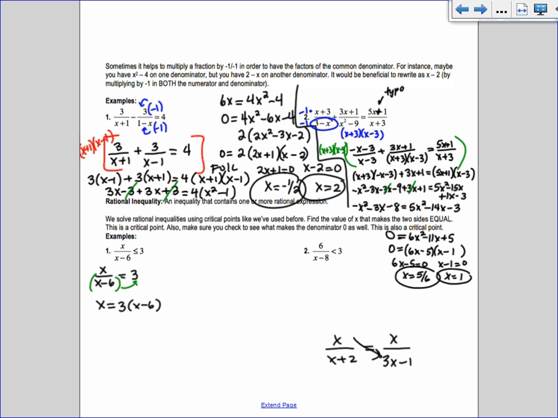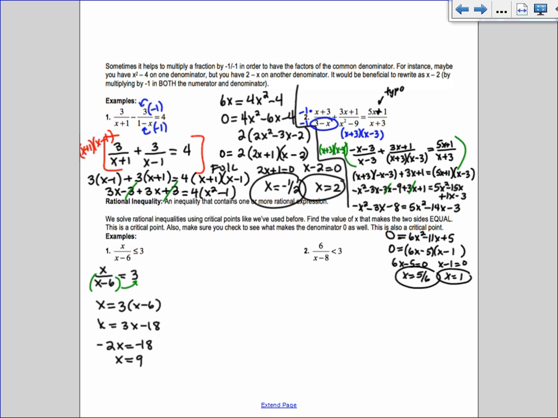Right? You can cross multiply. You guys know how to do those things. So same idea. All right, so I'm going to get x equals 3x minus 18. Subtract the 3x over, so I get negative 2x equals negative 18. So I get x equals 9. That's the first critical point.